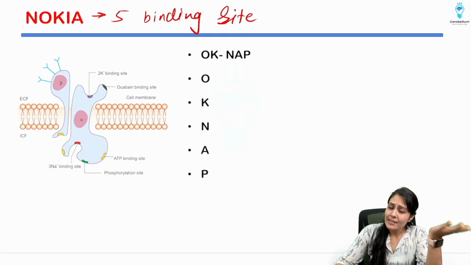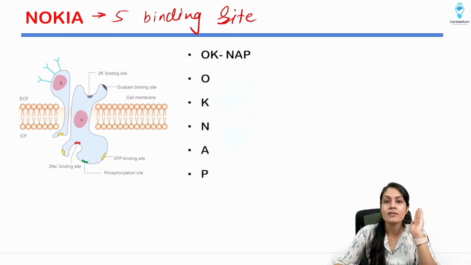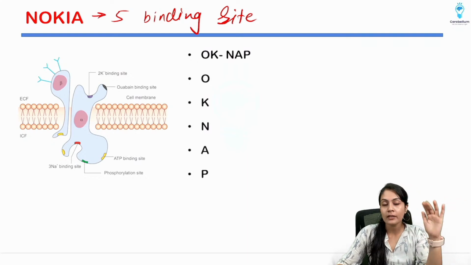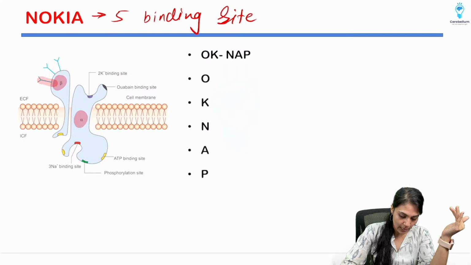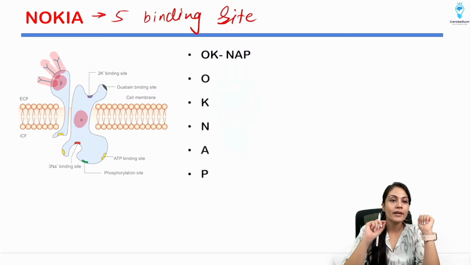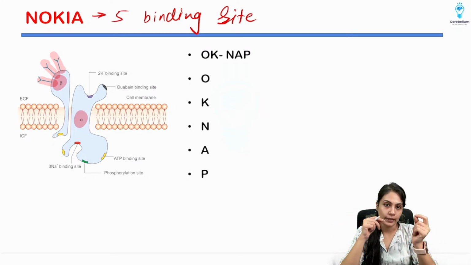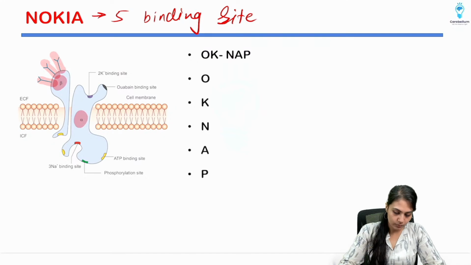Then why is the beta required? Remember, the glycosylation of the beta unit is required to activate the alpha. So if the beta unit is not there, there will be no glycosylation. And if there is no glycosylation, the alpha won't act. So it requires beta to get activated. So for the efficiency, we do require the beta subunit also.